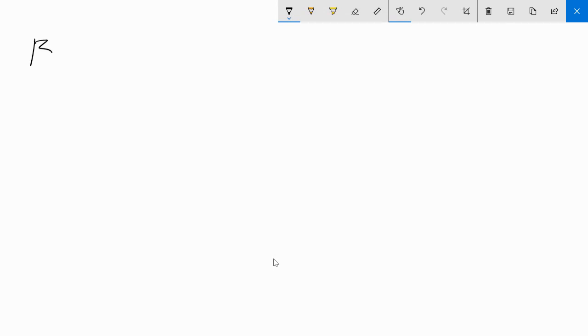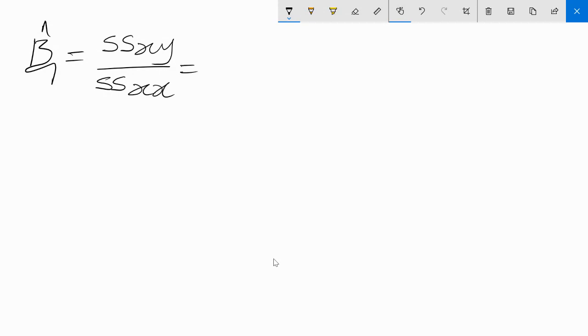So we have beta 1 hat, which is equal to SSXY divided by SSXX. Guys, please mute your mic. Thank you. So we have beta 1 hat, which is equal to SSXY divided by SSXX. SSXX is the same as SSX, so don't get confused there.